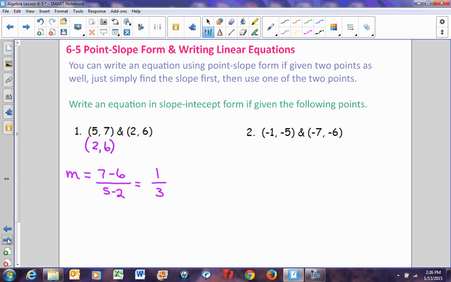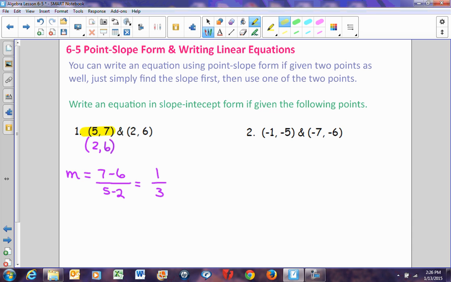Now I can use either point. I can use the point 5, 7 or 2, 6. It doesn't matter. I just can't use part of it. I can't use the x value from 5, 7 and the y value from 2, 6. I have to use all of the values from the same point. So I'm going to choose the first point just because it's the first point and it's easy, so I'm going to use the point 5, 7.